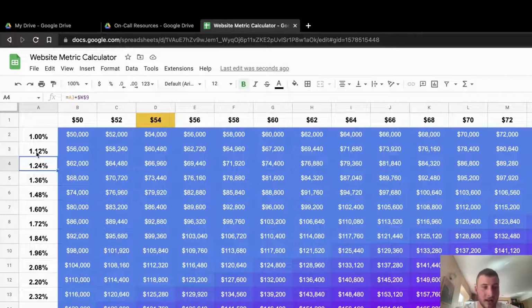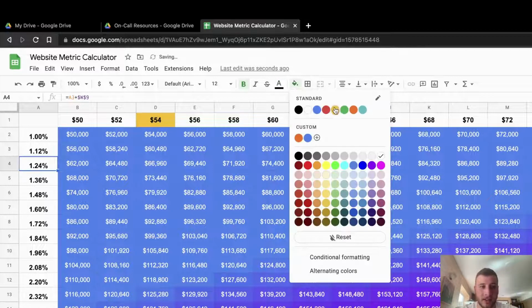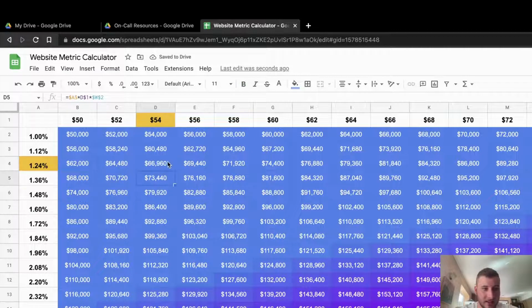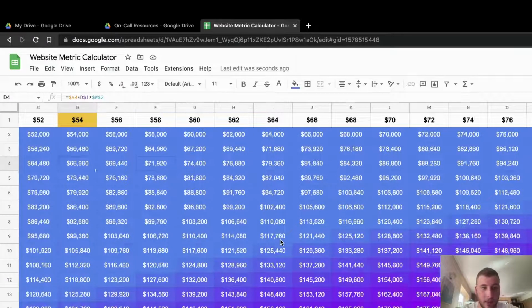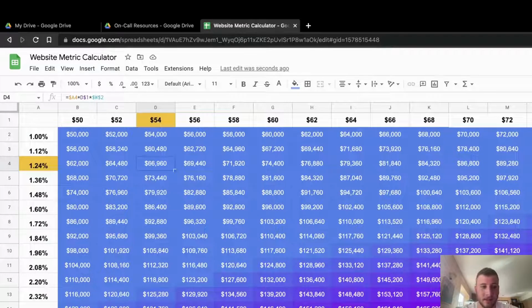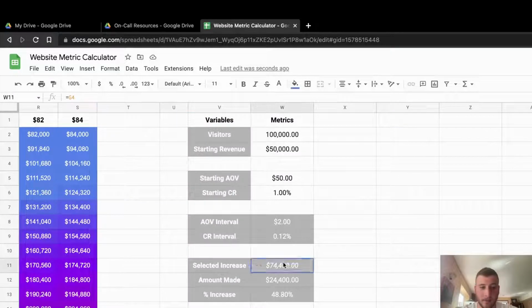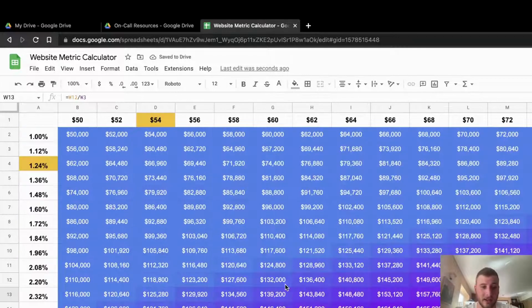So now, if you think you can just add 0.24 to your conversion, what we're looking at is this number here, right? The 66,960. So from that $4 increase and that 0.24% increase, now you just added an extra almost $17,000 to your business. So what we do, you put that in here. So our selected increase is D4, right? Great. So now you can see that that's almost a 34% increase from where you started at with $51, right?